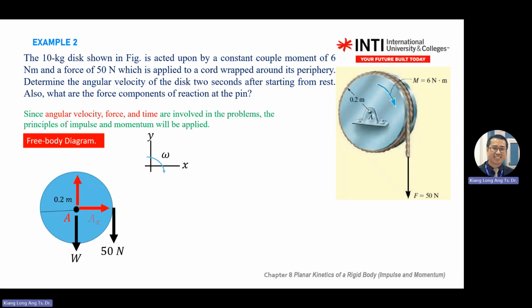Okay, then your AX, AY, because the question asks in the second part for the force component at the reaction pin. So we assume X to the left, Y going up. Again, all these are assumptions, AX, AY. You can draw to the left, you can draw down, no problem, but if you get a negative you need to flip back the arrow. Then there is a moment, 6 Newton meter there. So this is your free body diagram.